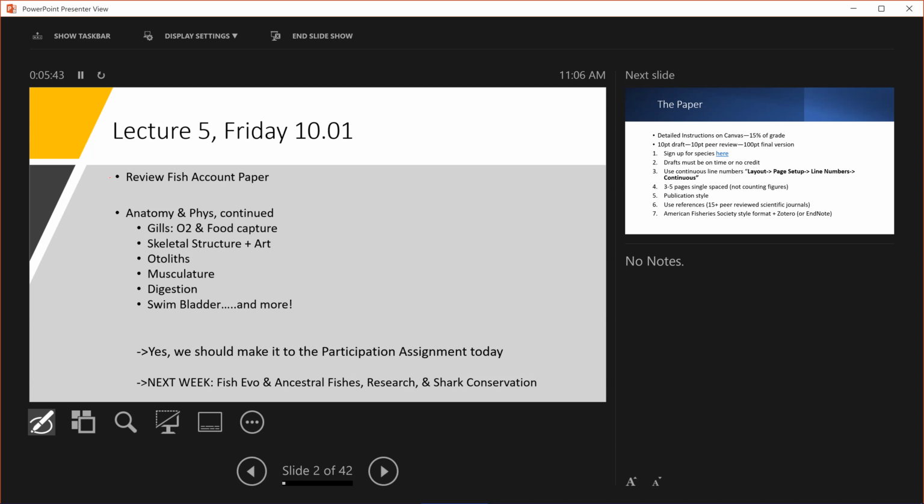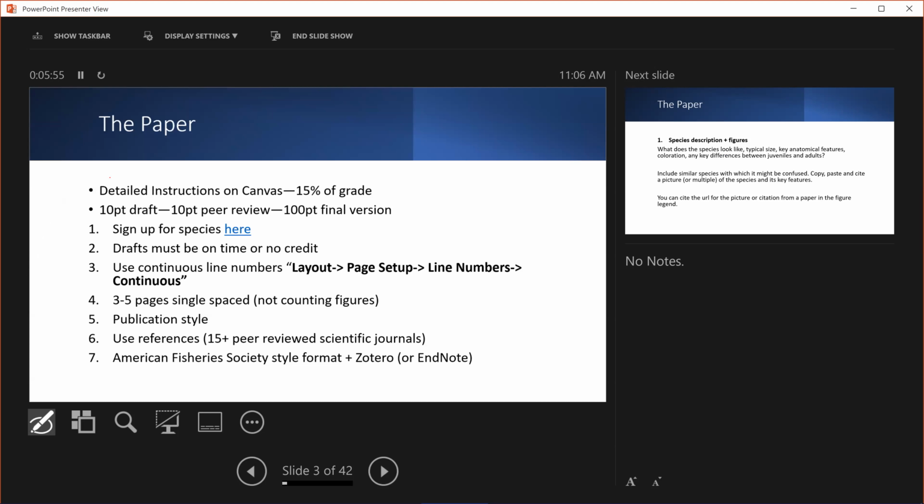And then next week, we'll talk about fish evolution and ancestral fishes. We'll talk a little bit about how to do research for your paper, and also we'll have a guest speaker on shark conservation. So try and do a good job on the paper. It's worth about 15% of your grade, which is a big chunk. It's 10 points for the draft, which is due on the 13th.